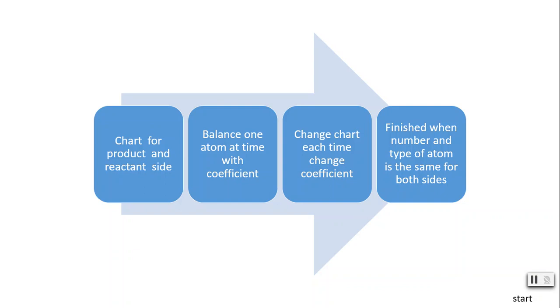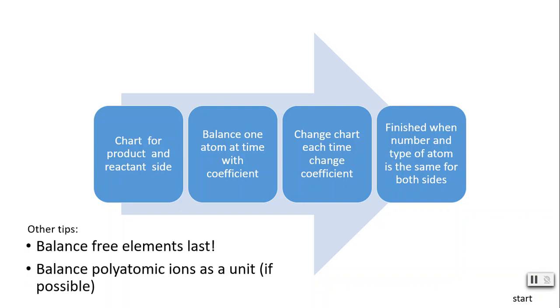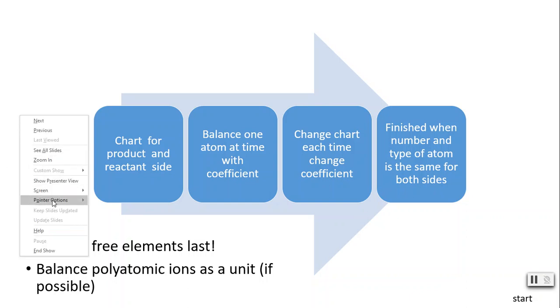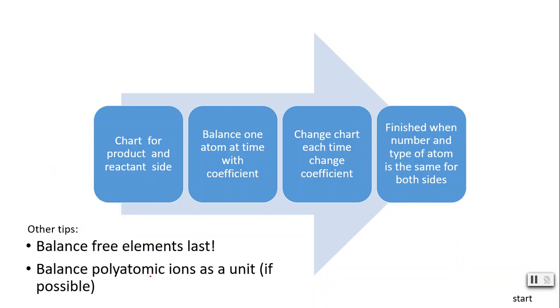So those are 4 steps that I recommend that you use when balancing chemical equations. There are 2 other steps that you don't have to do, but I find that it makes balancing chemical equations go a little more quickly and a little easier if you do these. One of them I've already mentioned, which is to balance polyatomic ions as a unit. If you have a polyatomic ion on one side of the equation and it stays together on the other side of the equation, then balance it as a unit.